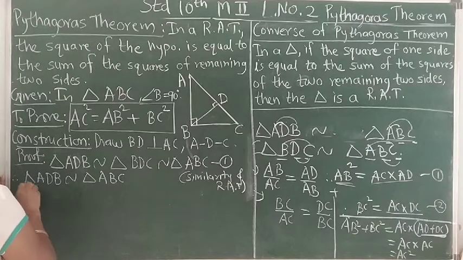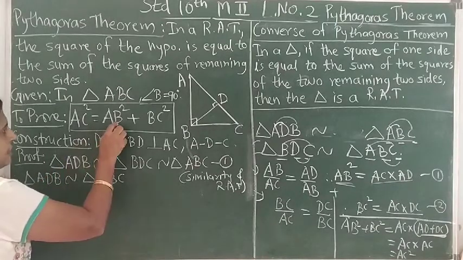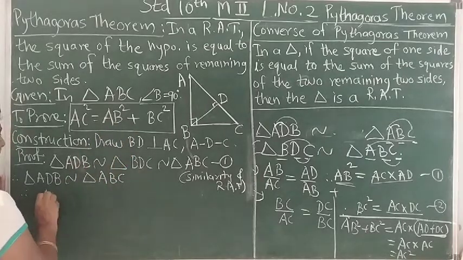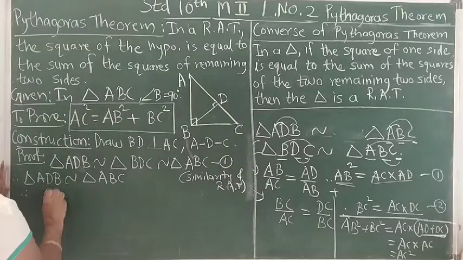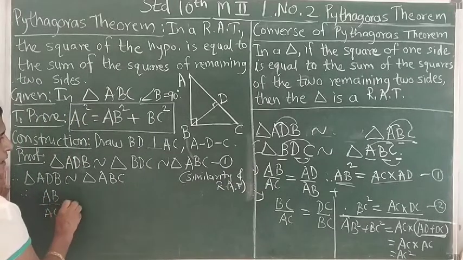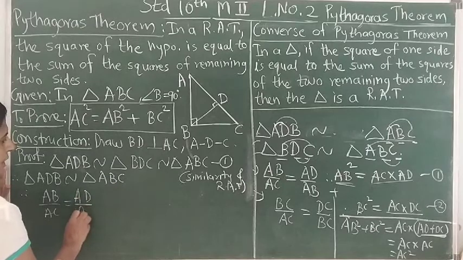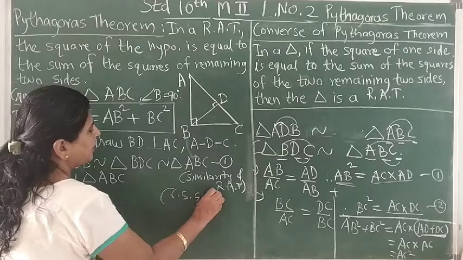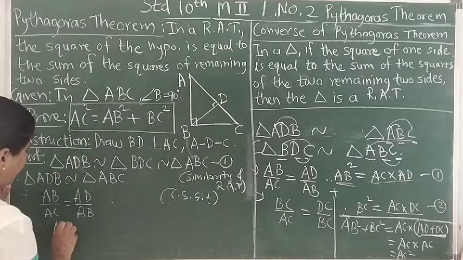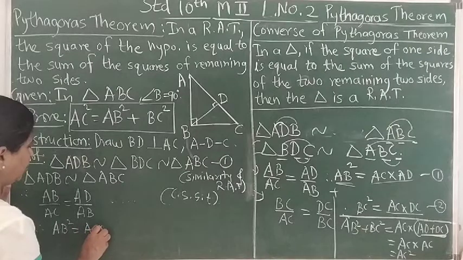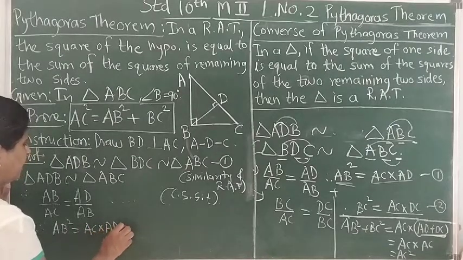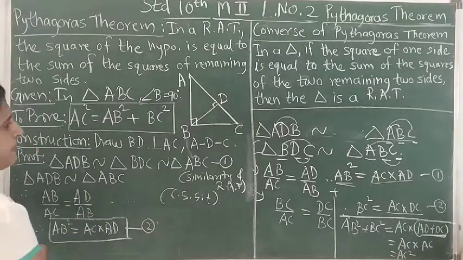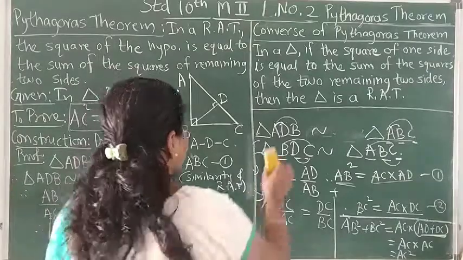From 1 we can write, and now here we are going to take AB square. As AB is the common side in these two triangles, we are taking AB. We have already done this, so we can just copy it. So AB upon AC is equal to AD upon AB. Here we need to write only the reason, corresponding sides of similar triangles, and therefore AB square is equal to AC into AD. This is statement number 2, which we will add with another statement 3. Now let's rub this part and continue here.